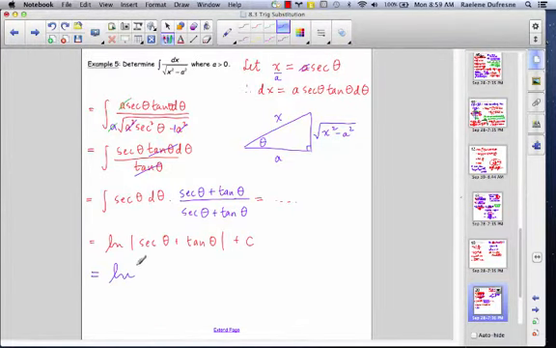So I get the ln of x over a plus square root of x squared minus a squared all over a. So I'm going to get a common denominator. And then plus a constant. So you should be able to take the derivative of this final result and confirm that we get 1 over square root of x squared minus a squared.